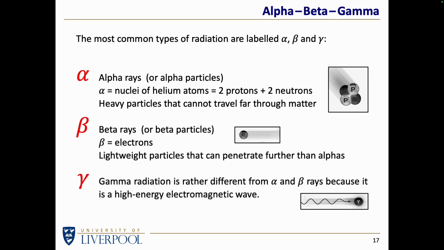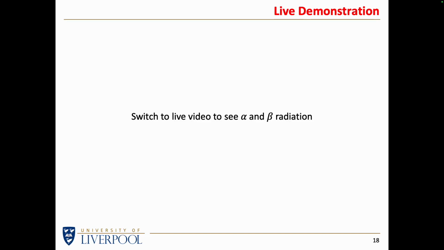A gamma ray is rather different because that is an electromagnetic wave. So it's not a particle in the same sense that an alpha or beta is a particle. Gamma rays are not charged, unlike alpha and beta, and therefore they will not leave tracks in a cloud chamber. So when we look in a cloud chamber at natural radiation, we will see alpha and beta particles.